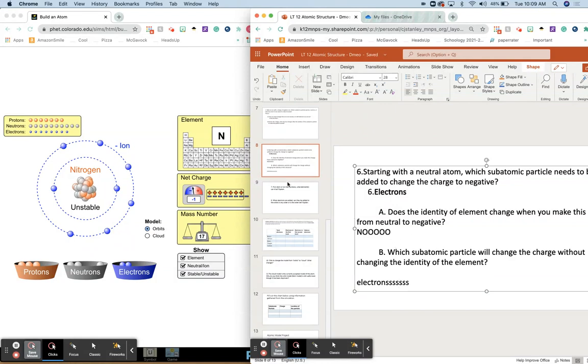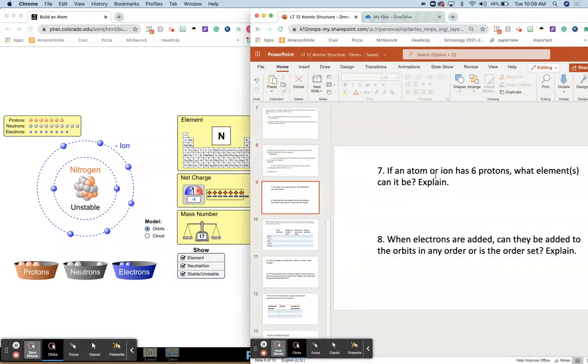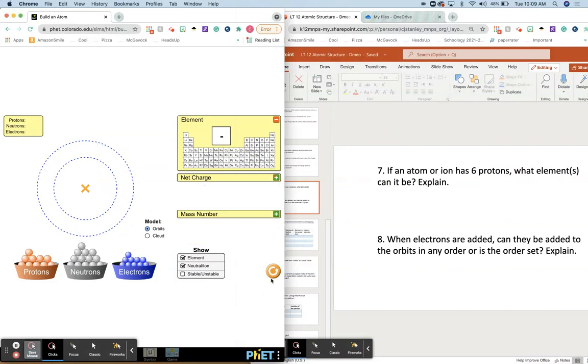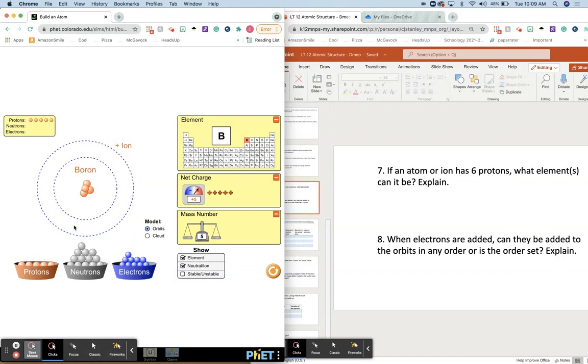All right, let's look at slide 9, number 7. If an atom has 6 protons, what element can it be? Let's reset here and add 6 protons. What element do you find it to be? Good job. Go ahead and place your answer here. It is carbon.